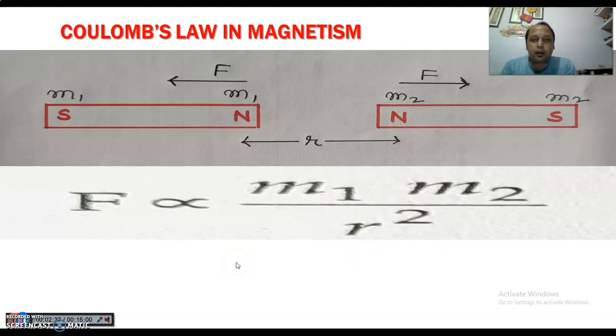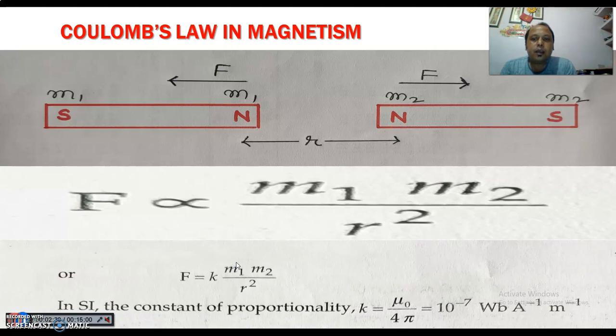Now, the force is proportional to this value. So if we put an equal sign, then a constant of proportionality will come, and this constant of proportionality, which is given by K and can be calculated experimentally, and the value comes out to be mu naught by 4 pi, where mu naught is the absolute permeability of free space, which you have already studied in the previous videos.